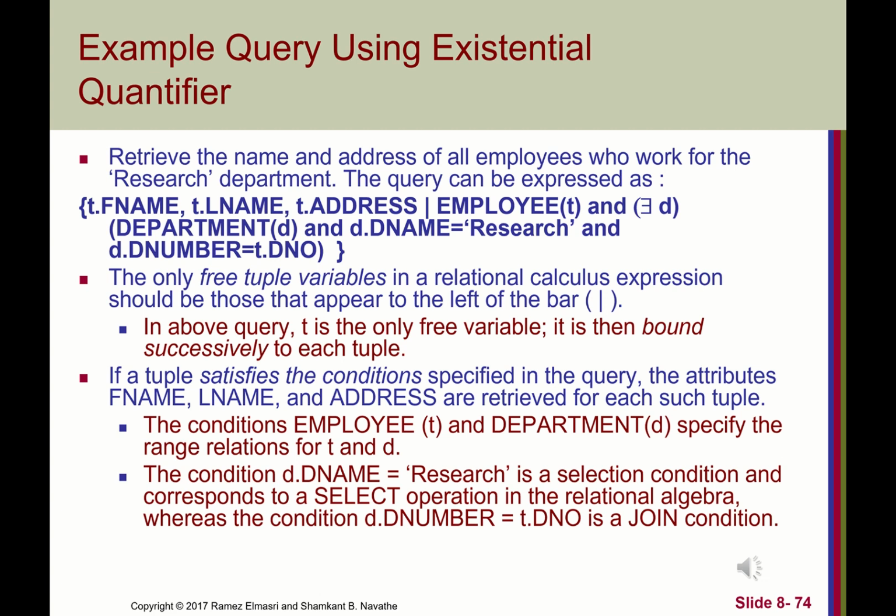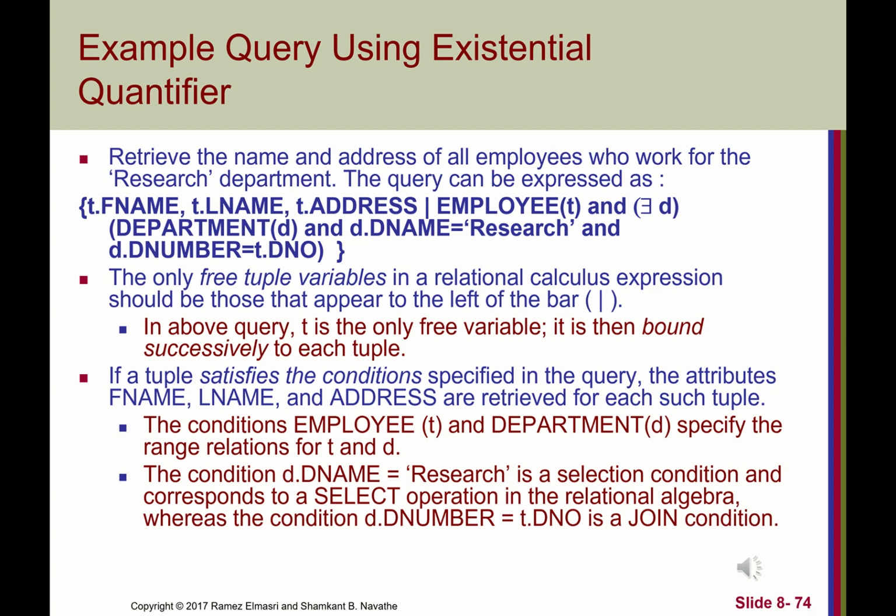The only free tuple variables in a relational calculus expression should be those that appear to the left of the bar. In the above query, t is the only free variable; it is then bound successively to each tuple. If a tuple satisfies the conditions specified in the query, the attributes fname, lname, and address are retrieved for each such tuple. The conditions employee(t) and department(d) specify the range relations for t and d.